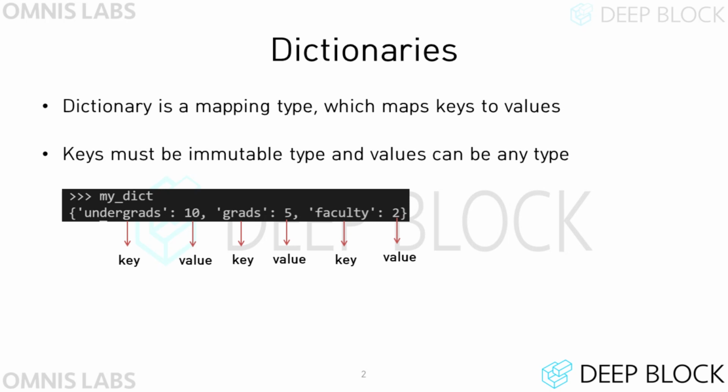A dictionary is a data structure of key-value pairs that store the value with a key as an index. The key must be unique and the type of key must be immutable. Let's look at an example in the slide. A key undergrads stores a value of 10, a key grads stores a value of 5, and a key faculty stores a value of 2.